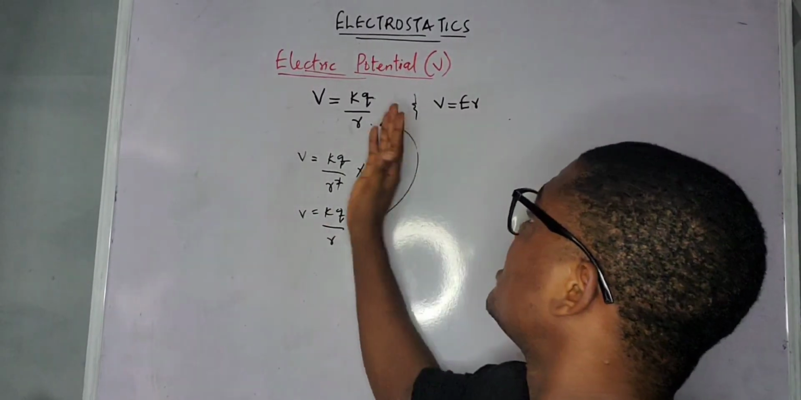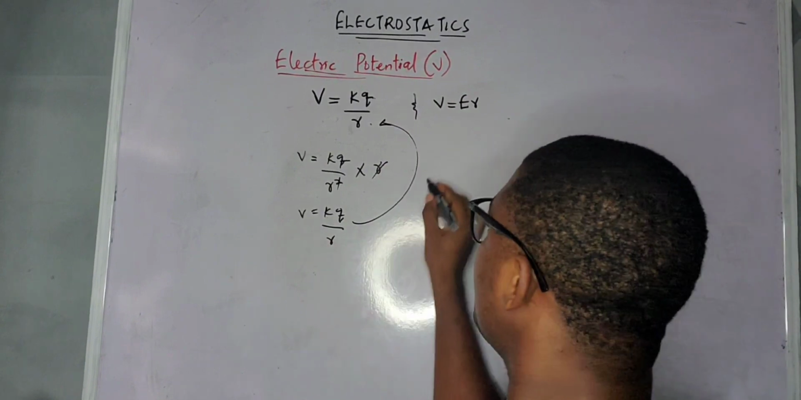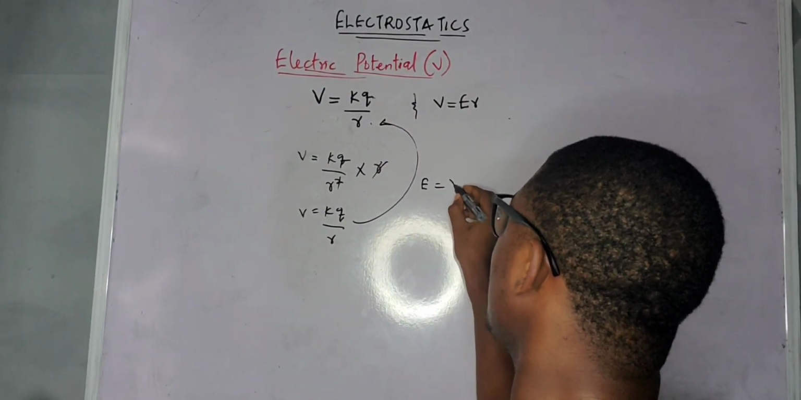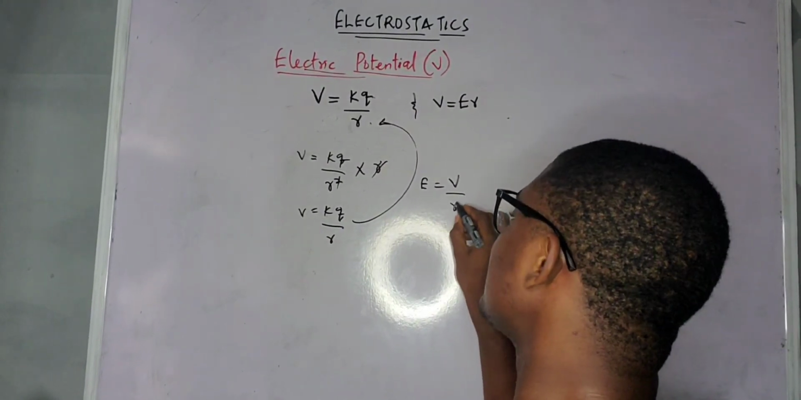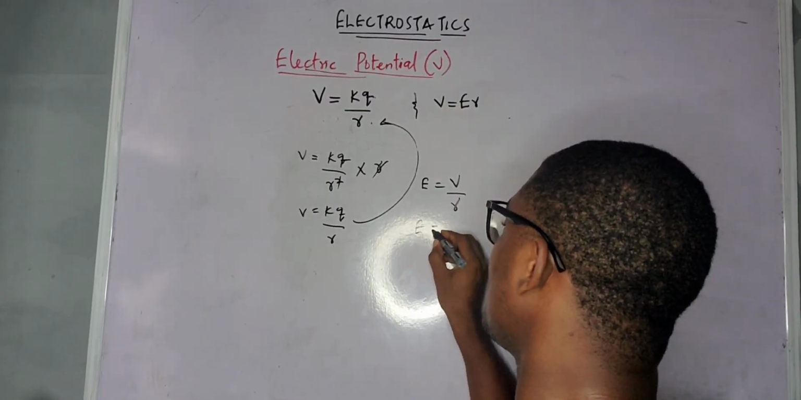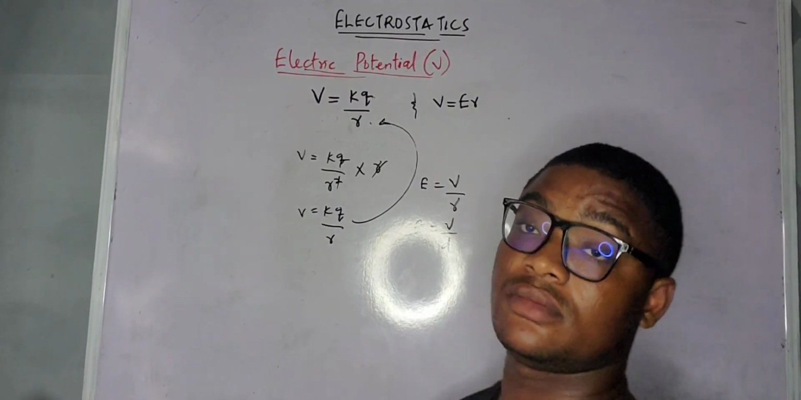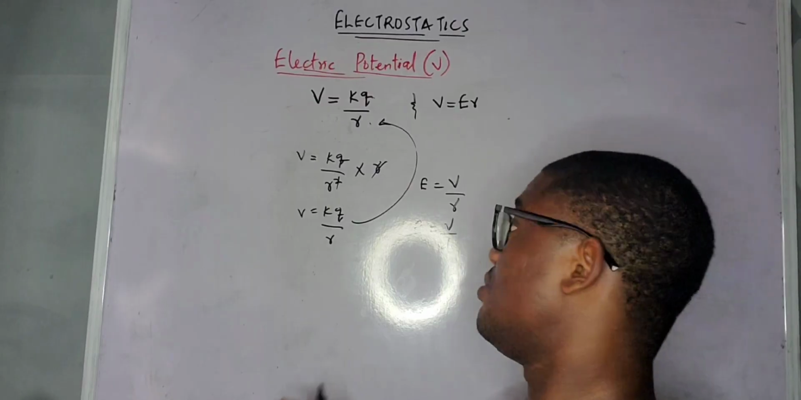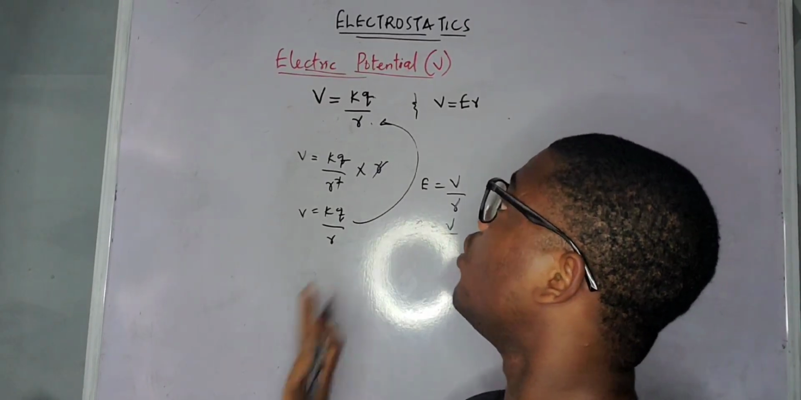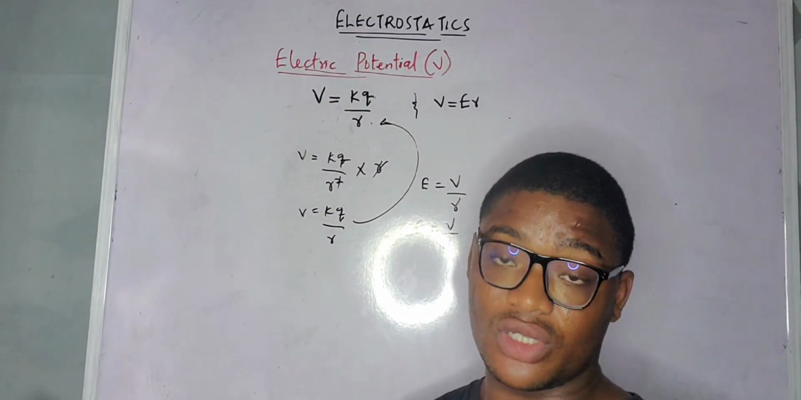So that is for electric potential. You can say electric field intensity equals electric potential over the distance R, or in the form E equal to V over D. I hope you understand. It's still the same thing; we are still talking about the distance there. So that is all on electrostatics. That is the major thing I wanted to talk about.